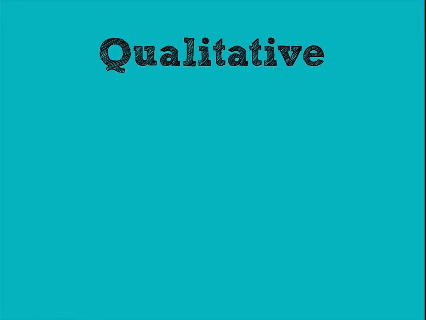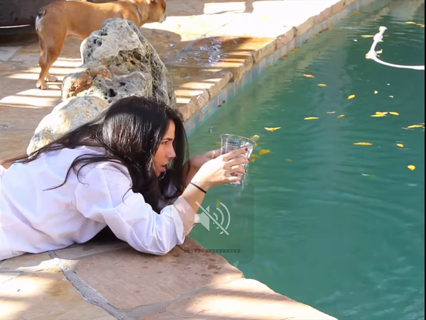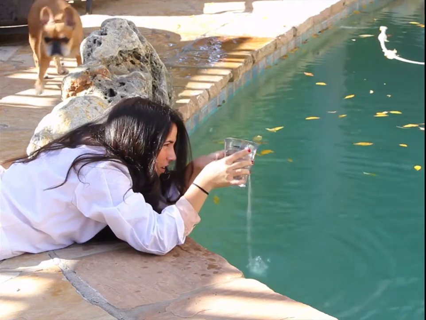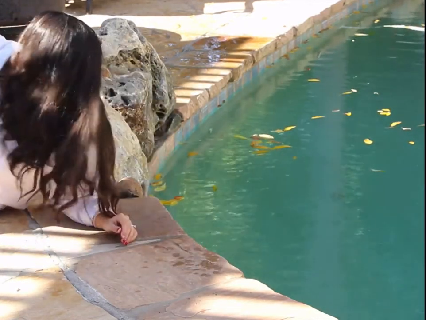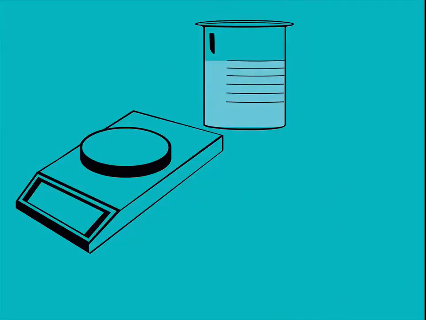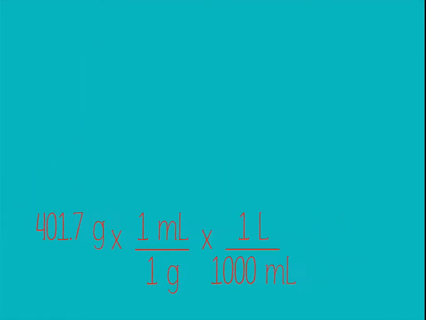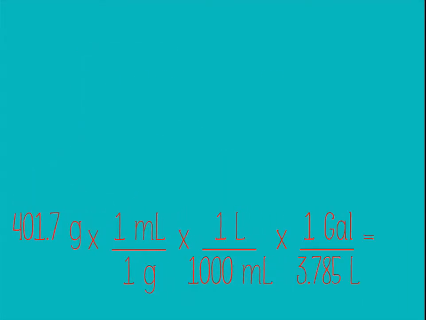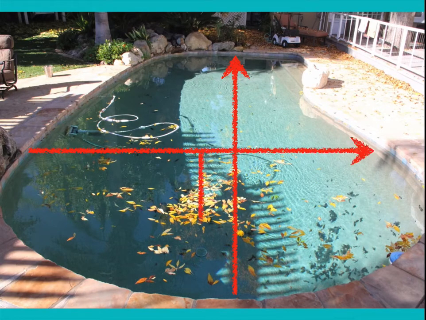You could make a qualitative estimate and say, a lot, but we can do better than that. A quantitative measurement would be better because we could have an actual number. You could slowly drain and measure all the water in the pool, being careful not to spill anything, of course. You could weigh the water as you remove it and then convert that to gallons based on the density, but that might take a while. Or you could make an estimate based on the length, the width, and the depth of the pool.